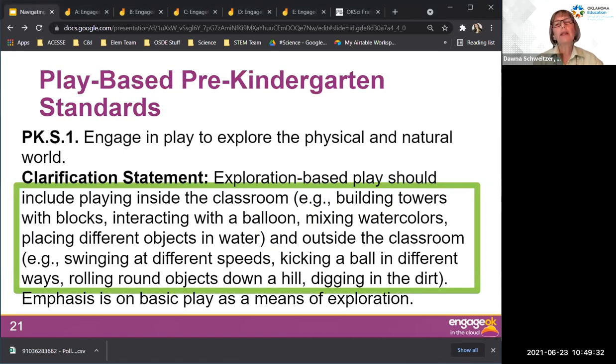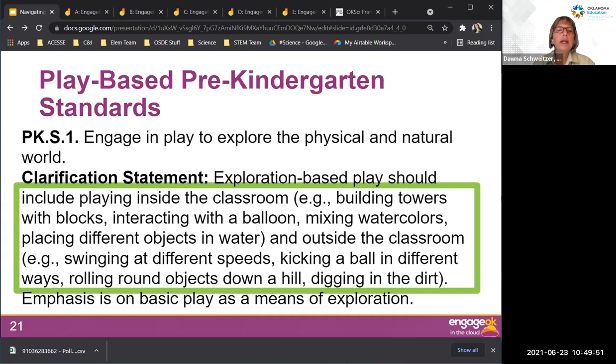Okay, talking about the play-based pre-kindergarten standards, the play is reflected not only in the standard, as you can see, this new standard PKS1, it says engage in play to explore the physical and natural world.